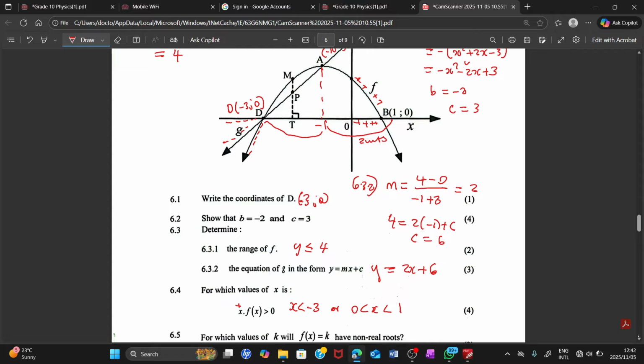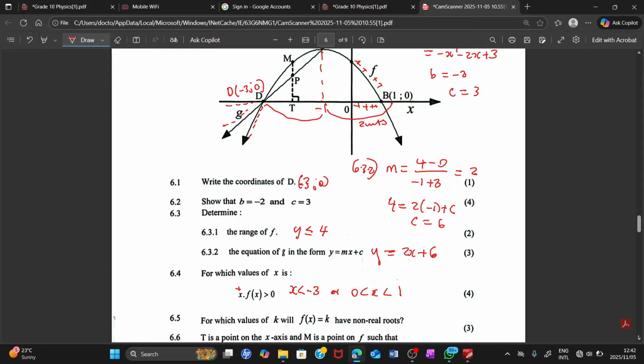Okay, now let's take it further. For which value of k will f of x is equal to k have non-real roots? That is easy. You get your turning point. Non-real roots. I don't know why they even put 3 marks, because it's easy. So non-real roots, discriminant is less than 0. So you go and say k is less than 4. That is the answer.